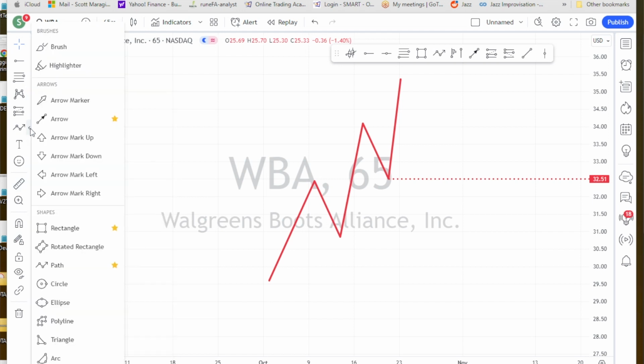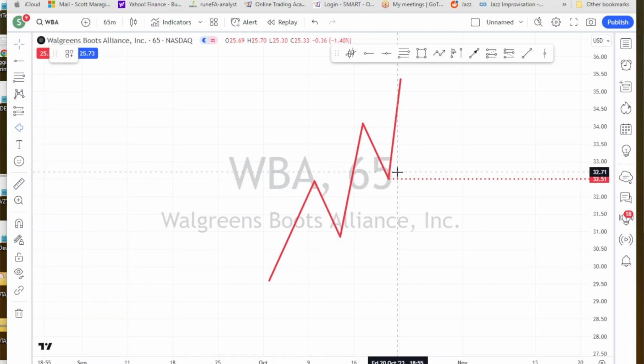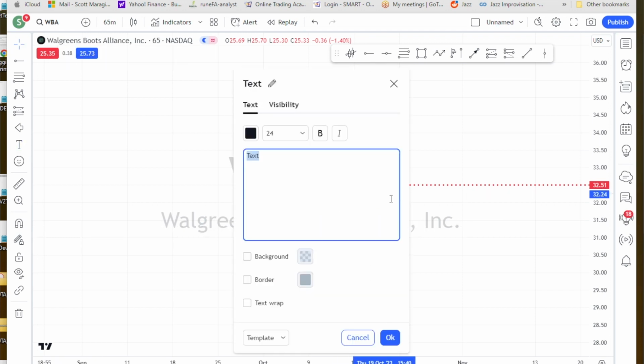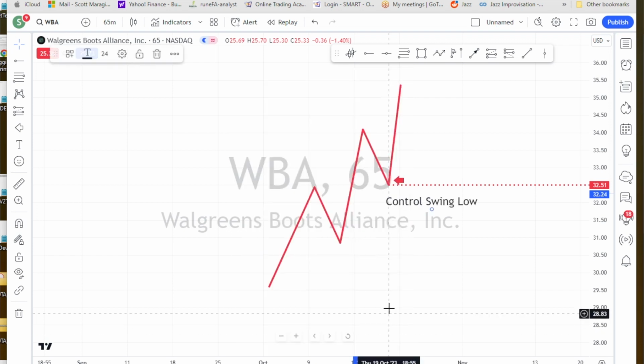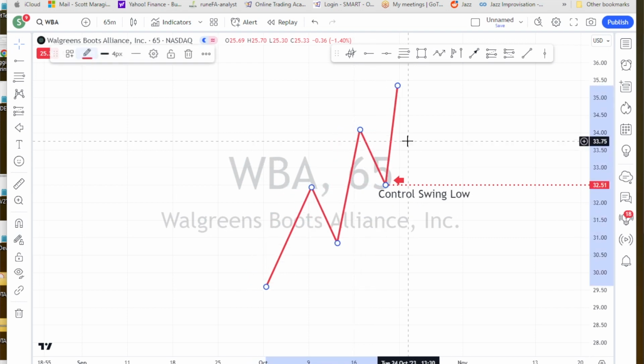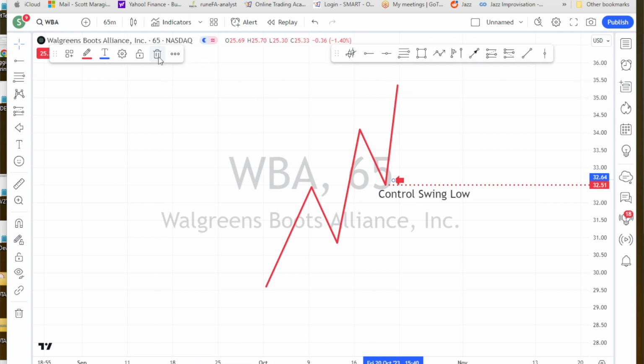Awesome, I can't find any of the shapes. This pivot right here is what we call a control swing low, right? It could be a control swing low, or a control swing high in a downtrend. All right, we'll put that on there. And there you go. That's the control swing low right there. Now, a break of that control swing low would constitute a change in the trend.